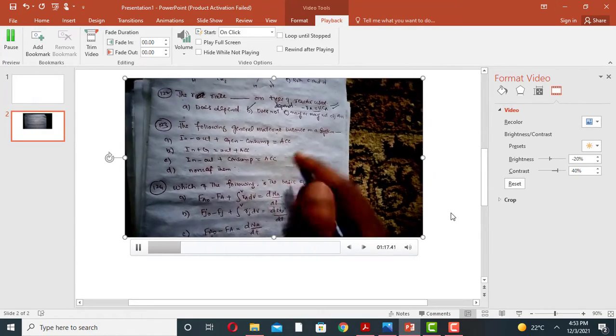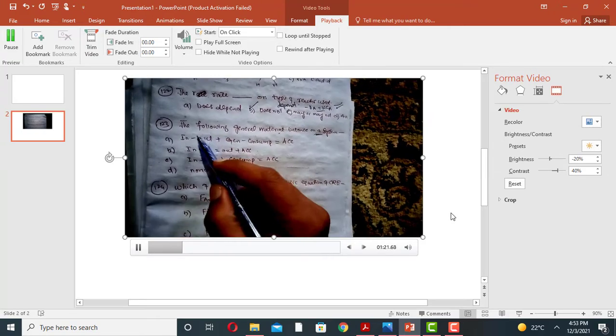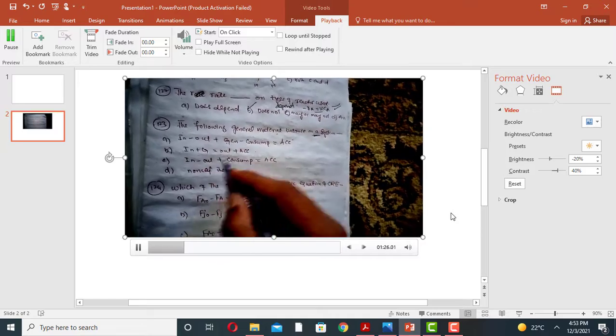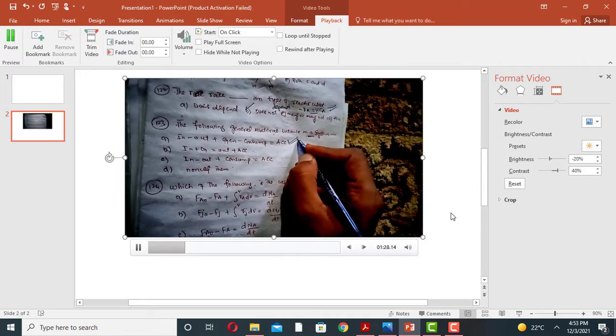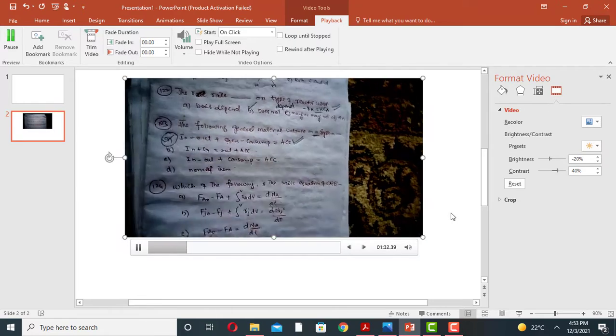The following general material balance equation on a system is: input minus output plus generation minus consumption is equal to accumulation. This is the general material balance equation from stoichiometry.